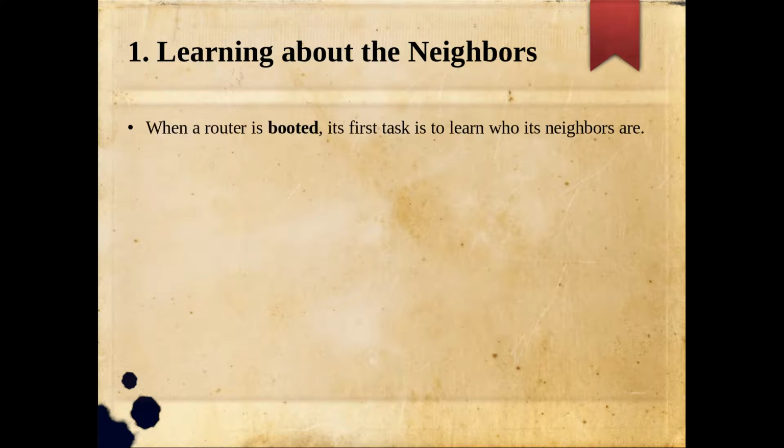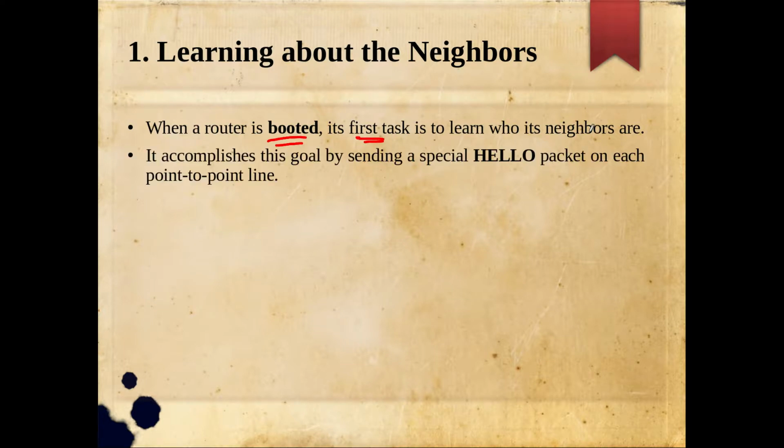What about learning about neighbors? Whenever a router is booted, just comes up, its first task is to learn who its neighbors are, right? It accomplishes this goal by sending special hello packets. The hello packet or the echo packet is something you are already familiar with from distance vector routing also. It is just a ping, I told you the details about it, right? The ICMP ping message is what this hello is. ICMP is the Internet Control Message Protocol, and ping stands for Packet Internet Groper. This ping command is something familiar to all of you.